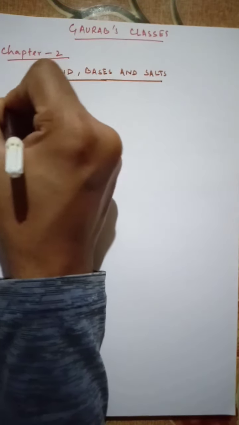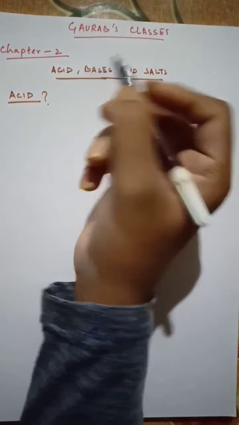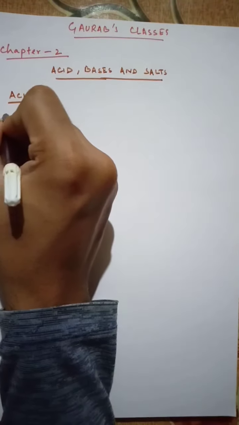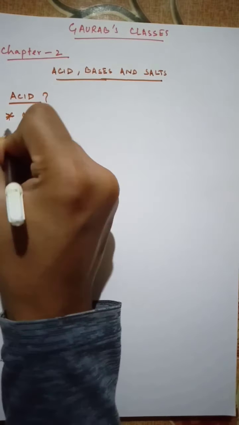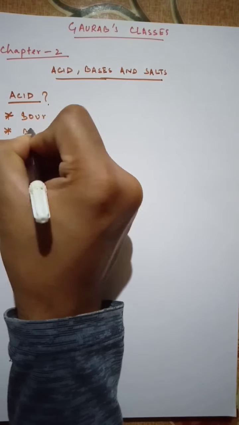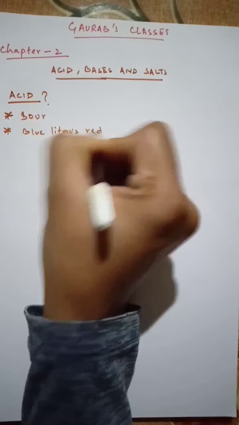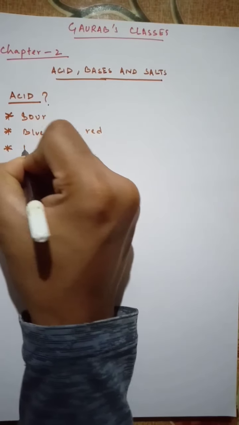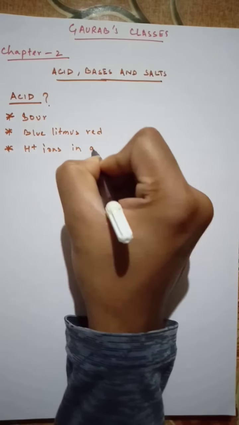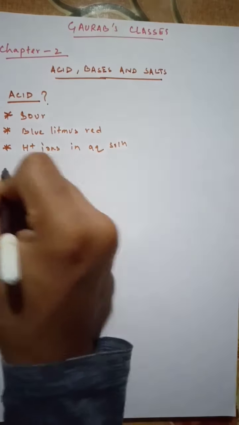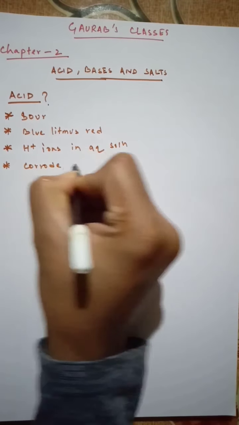In acids, bases and salts, first we have to know about acid. Now what is acid? How can we describe acid? Acid can be described by some criteria: they will be sour in taste, they will turn blue litmus red, they will have hydrogen positive ions in aqueous solution, and they will corrode metals.